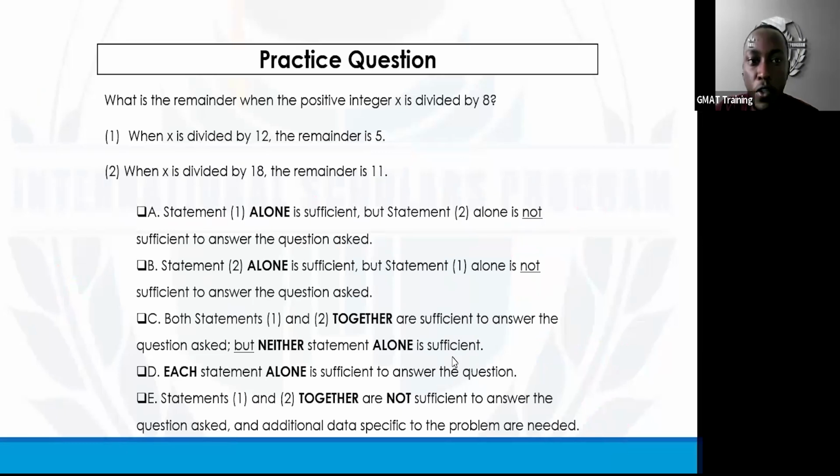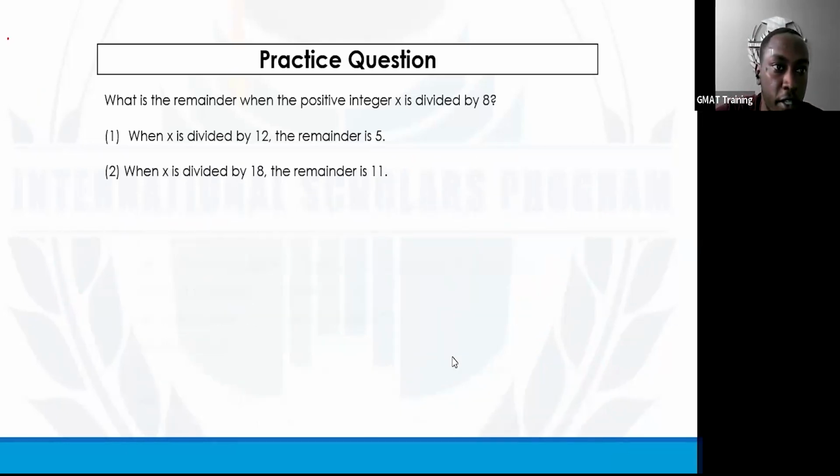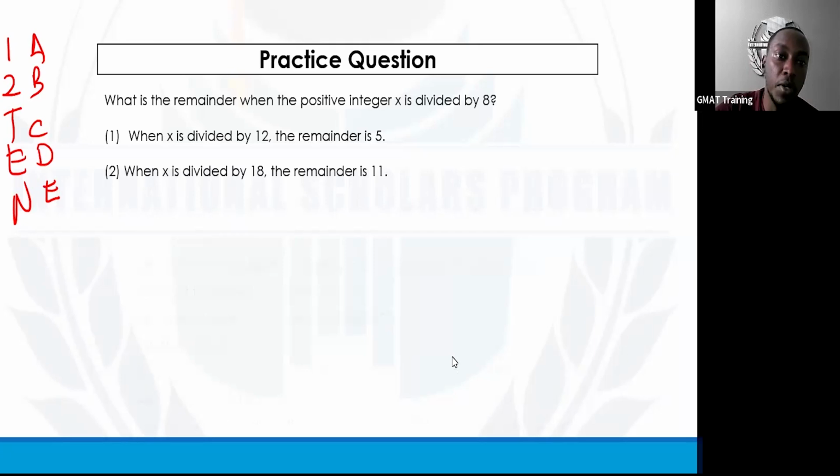Let's go on to the last question of the day. Please pause the video, give it a try, and then we shall do it together. Okay, let me write down the answer choices. You understand we might be debating from cyclicity, but also gathering something from all of this. So for this particular question, what is the remainder when the positive integer x is divided by 8? Another value question. We need one unique value for this remainder when x is divided by 8.